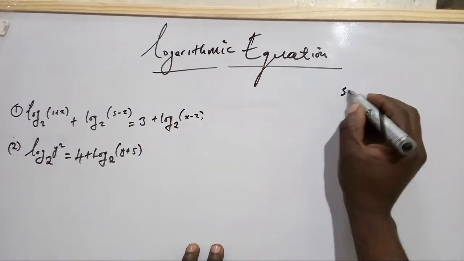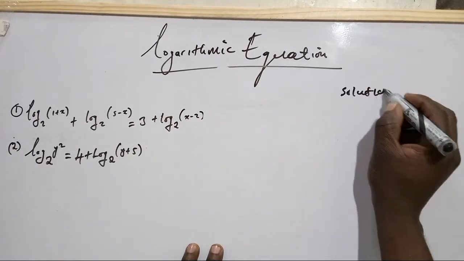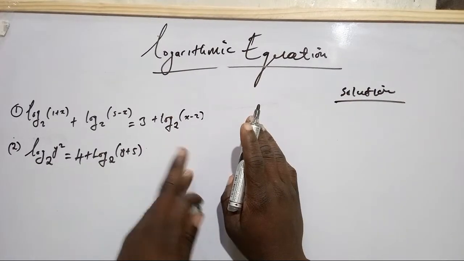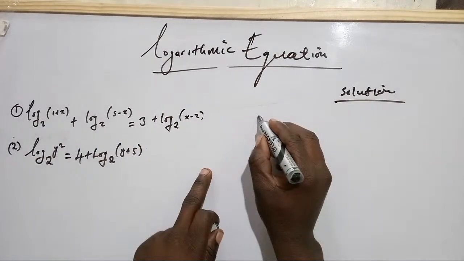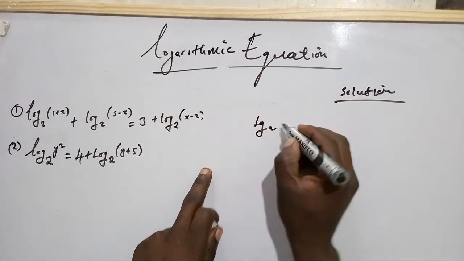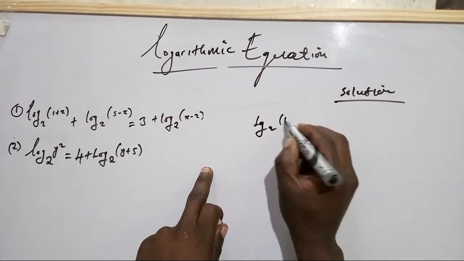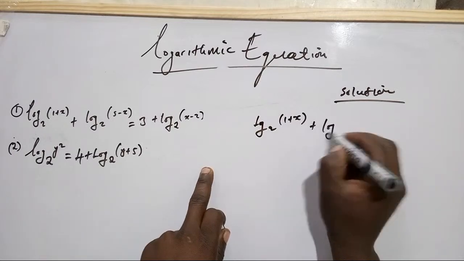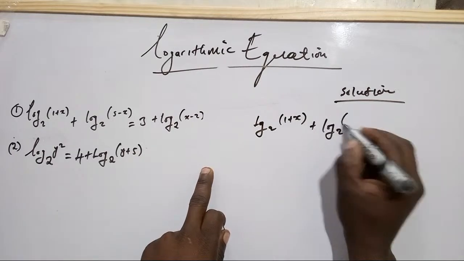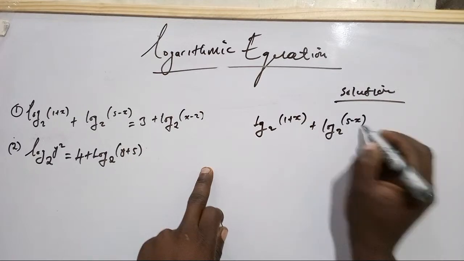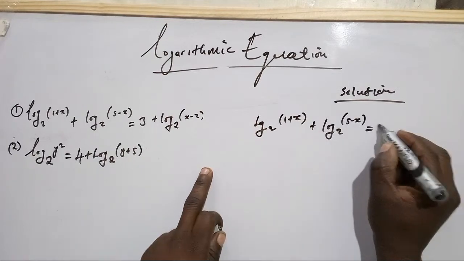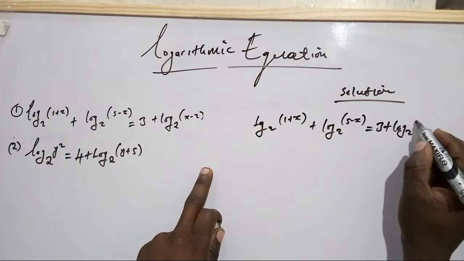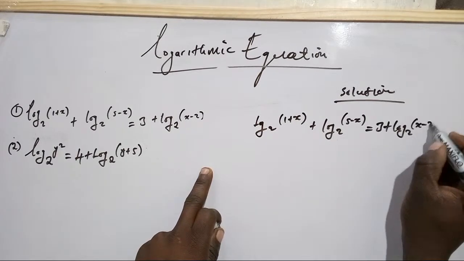For the solution, we have to start with the question first, right? We have log₂(1+x) plus log₂(5−x), which should be equal to 3 plus log₂(x−2), right?